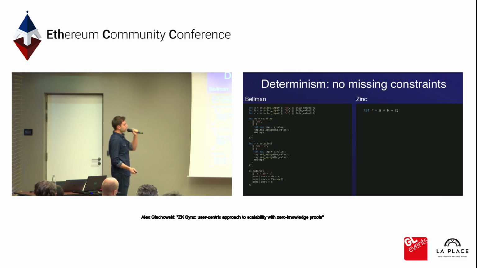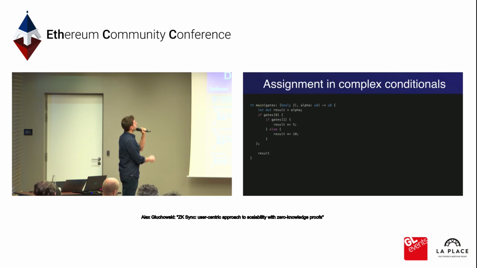So we have complete determinism, which means you cannot forget to make a constraint like we have here on the left side. Whatever you see here, what you see is what you get. If you can read this code and understand what it does, this is exactly what the code is going to be doing, and not some hidden things which are really, really difficult to reason about.